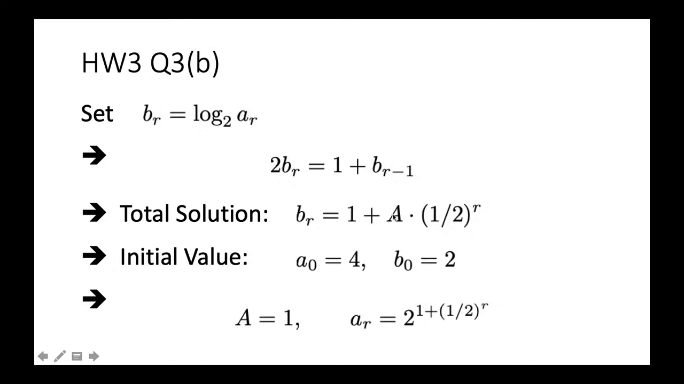Let's solve for BR completely, because we don't know what this big A is. To solve for it, we go back to the initial condition. The initial value of A0 is equal to 4. When A0 is equal to 4, B0 must be 2. After plugging it in, we will find that A is equal to 1. So in that sense, BR is equal to 1 plus 1 over 2 to the power R, and AR is equal to 2 to the power of 1 plus 1 over 2 to the power R. You can verify whether this is correct by yourself. Notice that I may make mistakes, because I'm making these slides in a hurry, so I may make bad calculations. But you can try and see if it works. So this is the high-level idea.